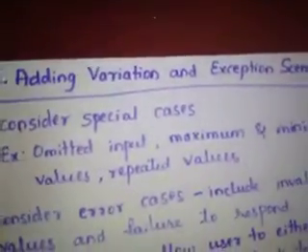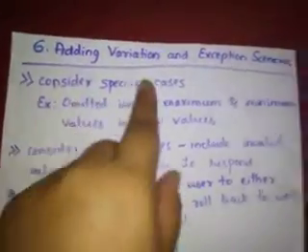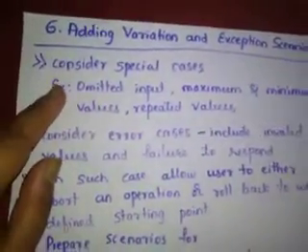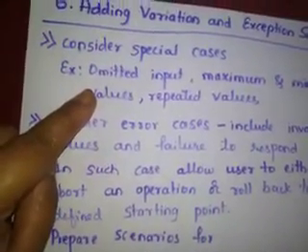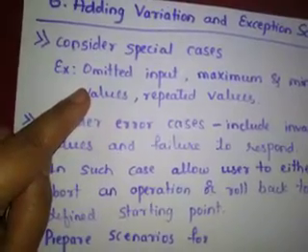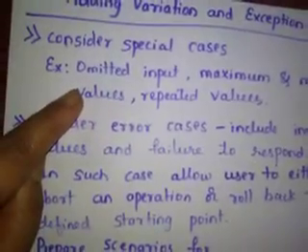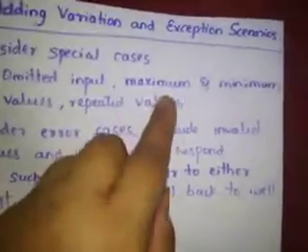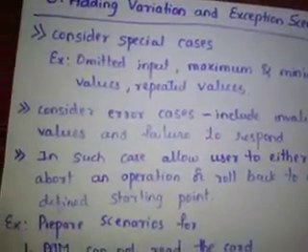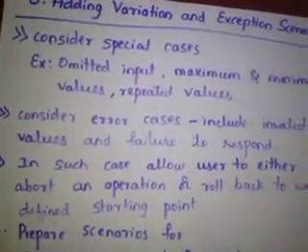Next, once the normal scenarios are fixed, you should go on adding the variations and the exceptions. When you are adding the variations and exceptions, you should think about special cases like omitted input, right? When you are filling the application form, some of the mandatory fields may be omitted by the customer, so the customer might not have input the data. Next, he might not have bothered about the maximum and the minimum limit. For example, in the ATM there is a maximum limit per transaction or per day, right? He might have missed that one.